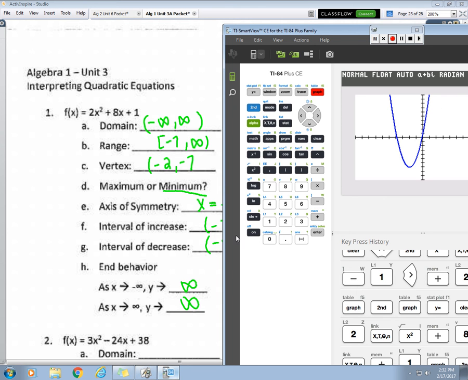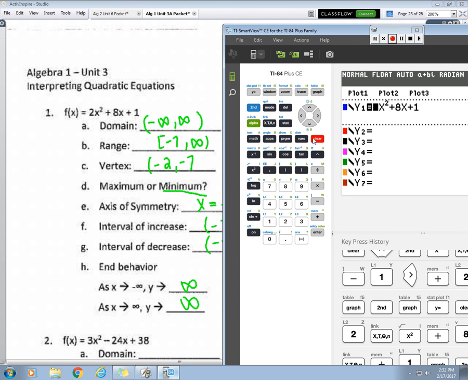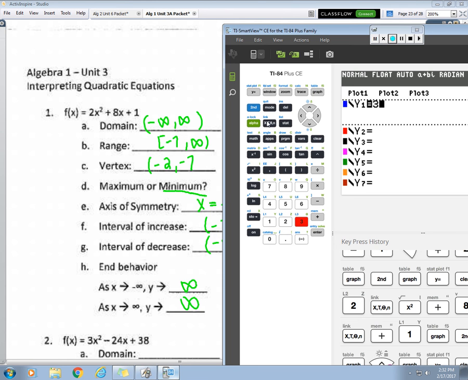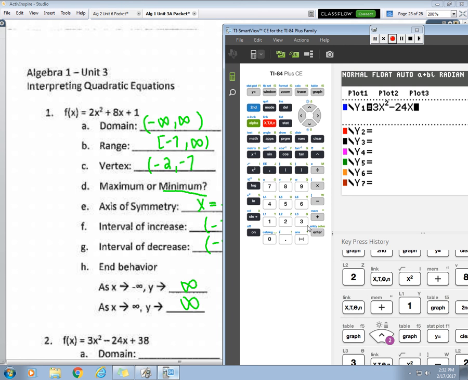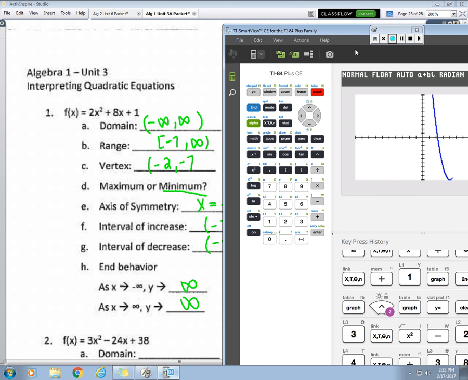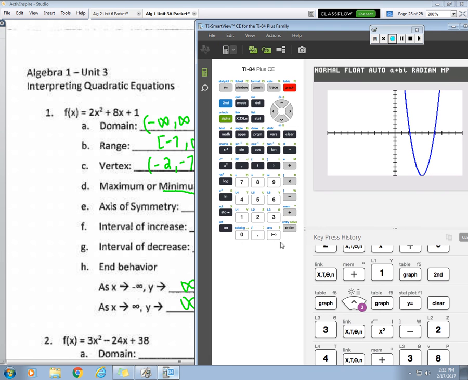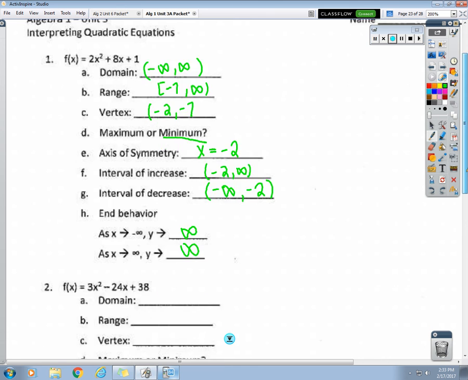Okay, now let's look at number 2. Go ahead and graph it. Not necessarily. Some parabolas open down. We'll get to one that opens down. Just wait. 3x squared minus 24x plus 38. Okay, once you have the equation typed in, you graph it. What's wrong with yours? Oh, yeah, there. Okay, so now let me pull up the page to all of those.